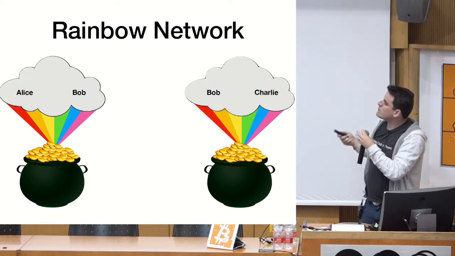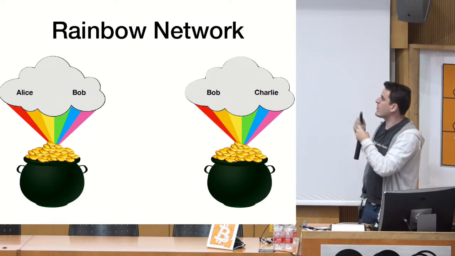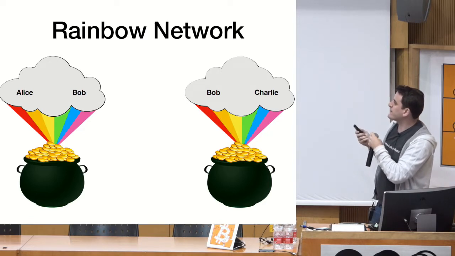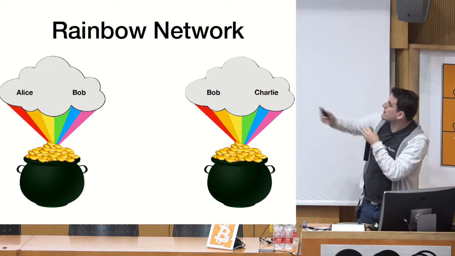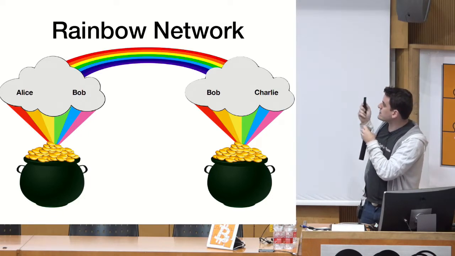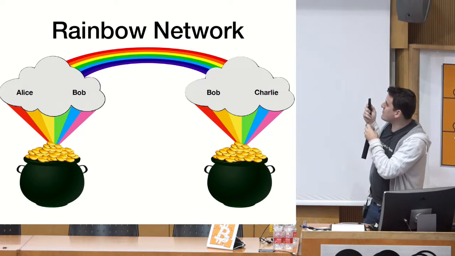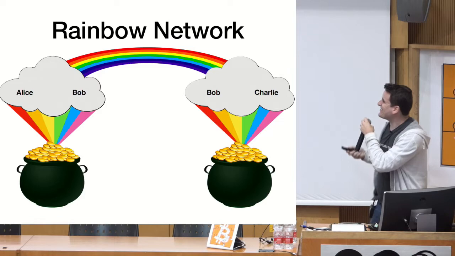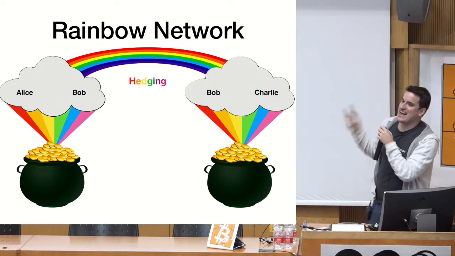Of course, if Bob wants, he could also go hedge on BitMEX. He could go hedge just like holding physical assets. He can do whatever he wants, but a convenient way to hedge maybe is to do it in another channel. So this connection, this rainbow connection, that's new. This rainbow connection between these two assets enables hedging.